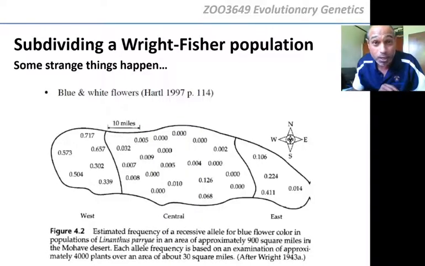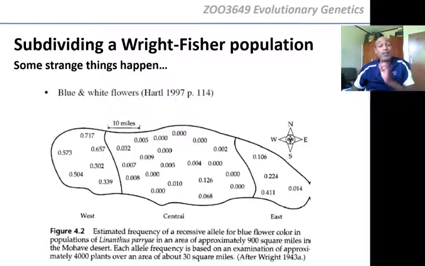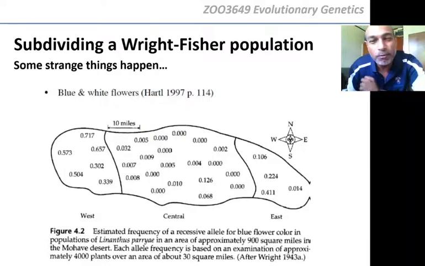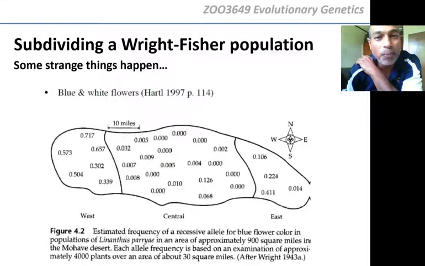So you can imagine how long it took Wright to do this, because that is a massive area to go and work out what is the frequency of the blue flowers, the blue allele. The blue is recessive. Because he's really clever, he only figured out the frequency of the recessive allele. In other words, which one did he figure out? He figured out Q, didn't he?